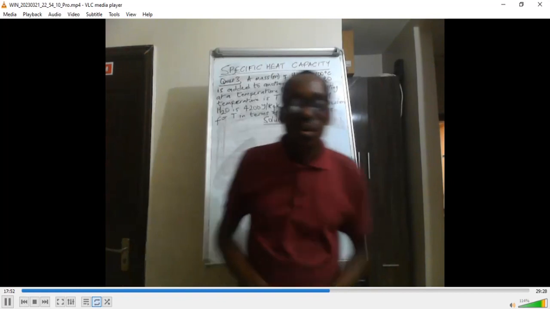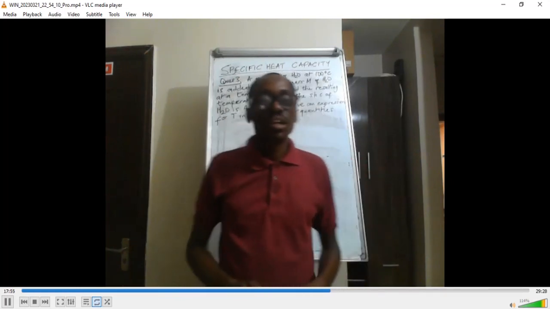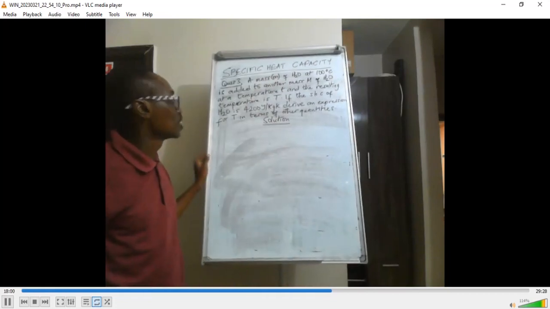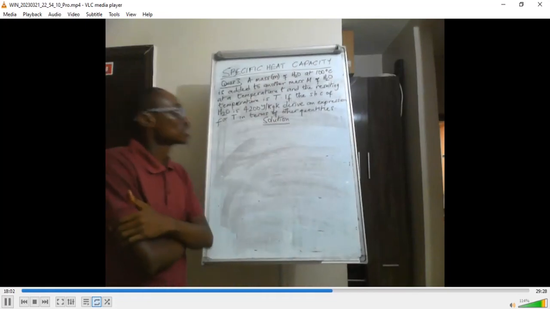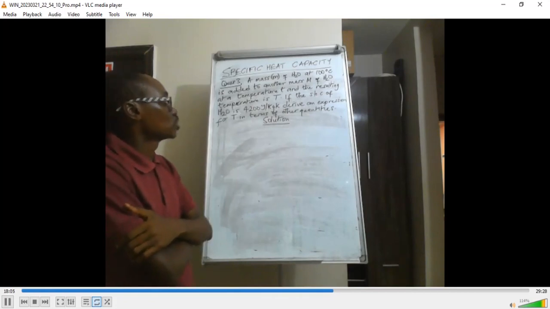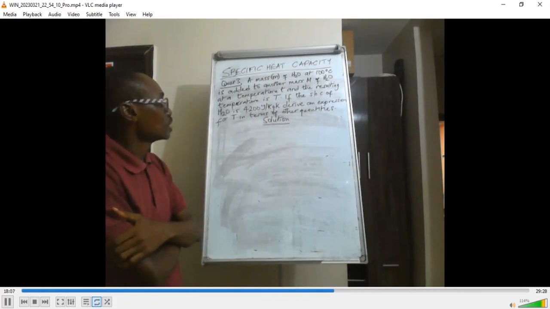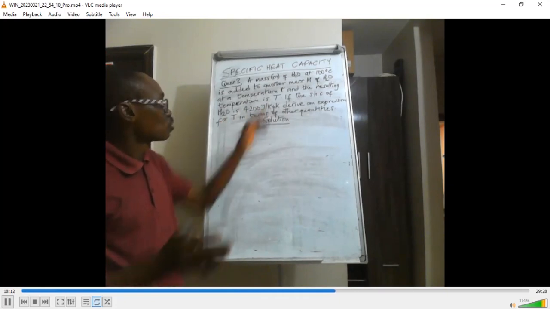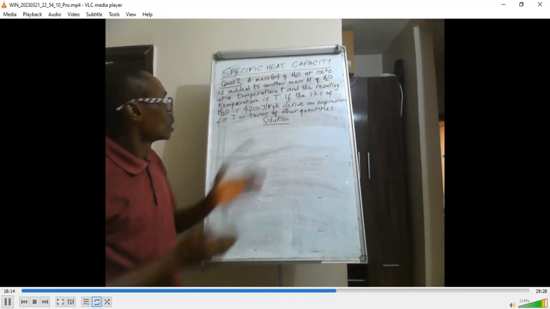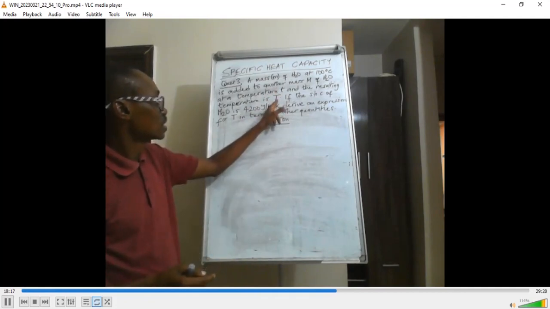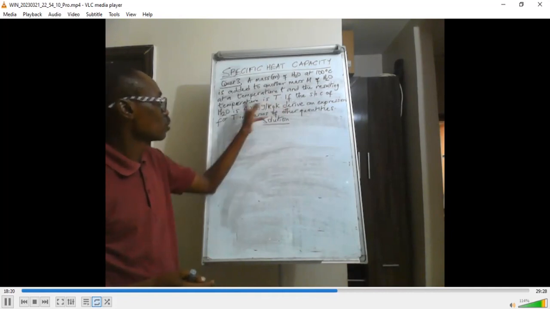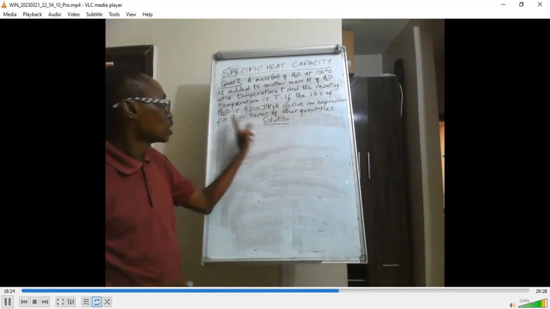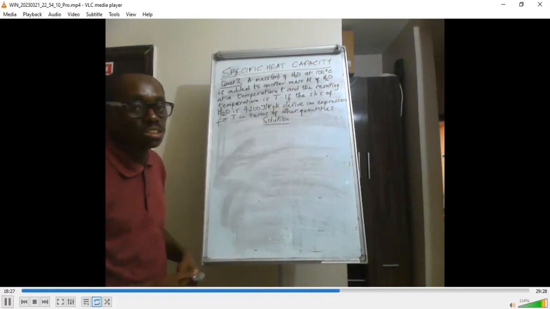So right now we'll move to question 2. Question 2 states that a mass m of water at 100 degrees Celsius is added to another mass capital M of water at a temperature t, and the resulting temperature, that is the temperature of the mixture of both water, is T. If the specific heat capacity of water is 4,200 joules per kilogram per Kelvin, derive an expression for T in terms of other quantities.